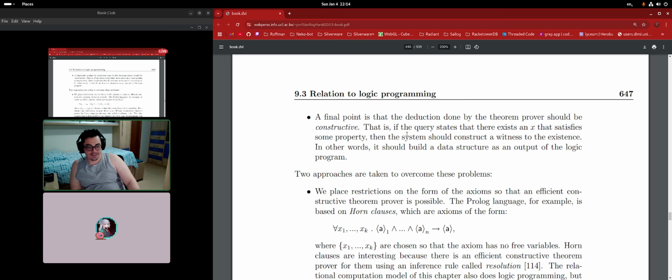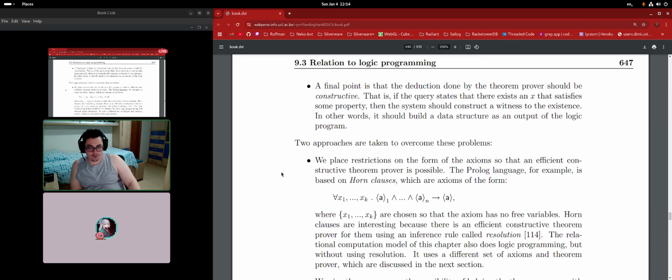A final point is that the deduction done by the theorem prover should be constructive. That is, if the query states that there can exist an X that satisfies some property, then the system should be able to exemplify or construct a witness to the existence. It should build a data structure as an output of the logic program. So two approaches are taken to overcome these problems.